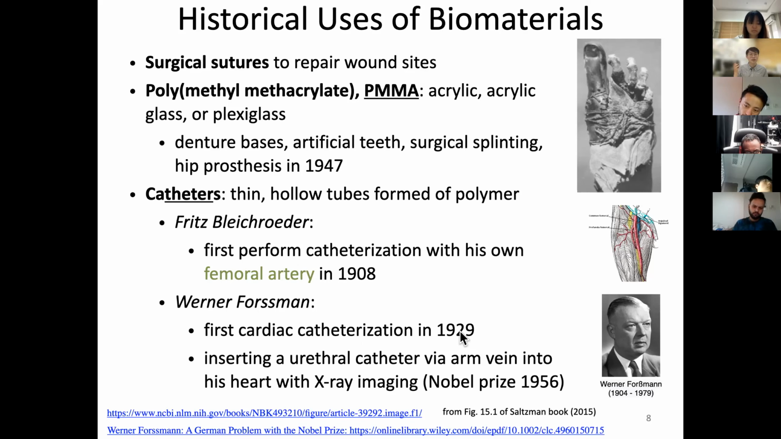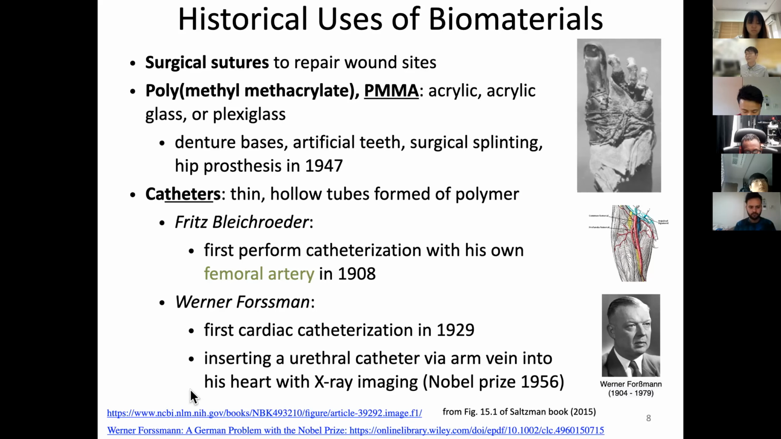It happens to be when the world economic crisis happened here, so there's a very interesting story. I brought this one in the lower. You look at the title: it's a German problem with the Nobel Prize. Why do they say a problem? Because many medical advances or innovations happened with, at the time, a crazy guy.